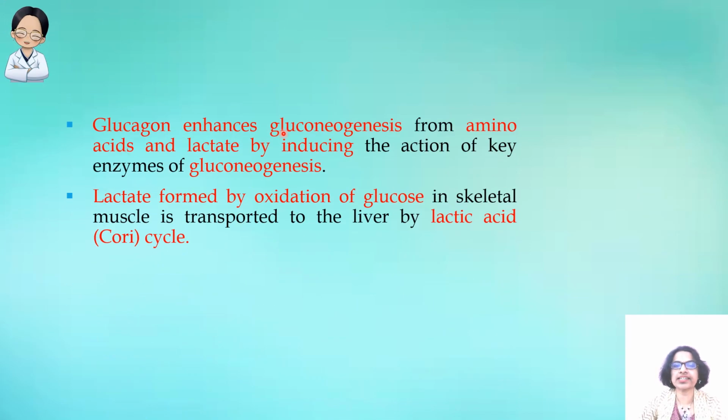Then glucagon enhances gluconeogenesis. New glucose production is derived from amino acids and lactate by inducing the action of key enzymes of gluconeogenesis. Lactate formed by the oxidation of glucose in skeletal muscle is transported to the liver by the lactic acid cycle.